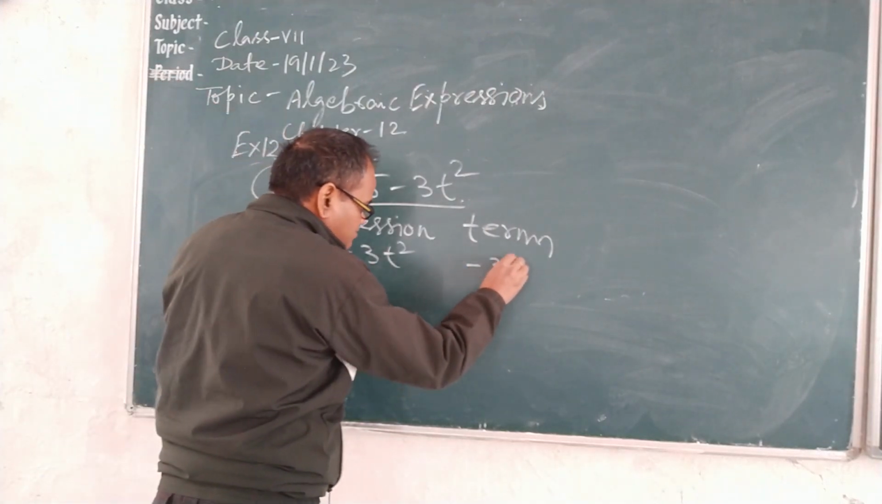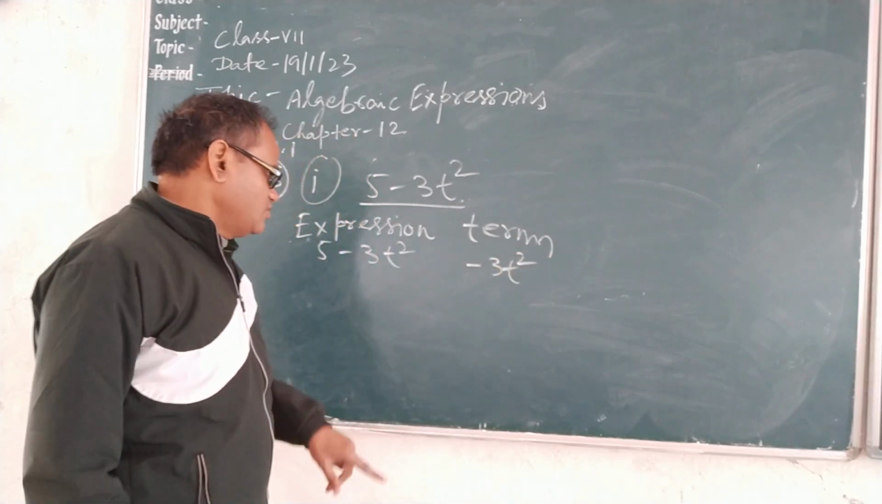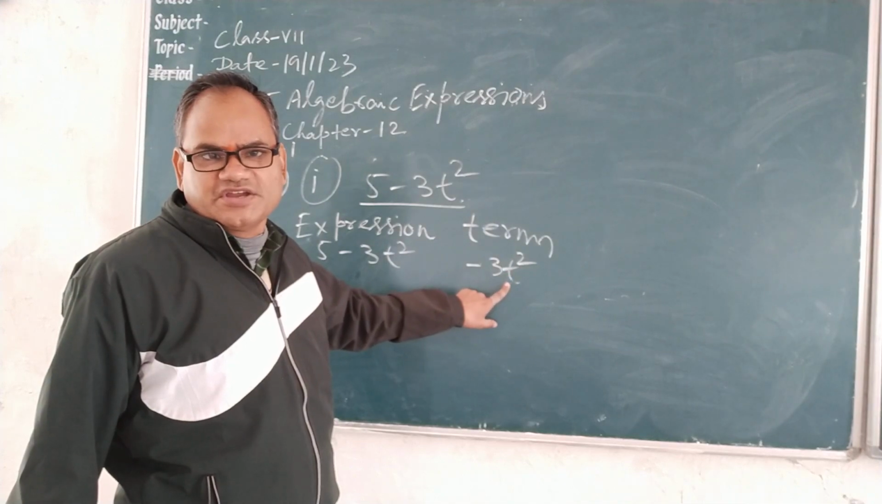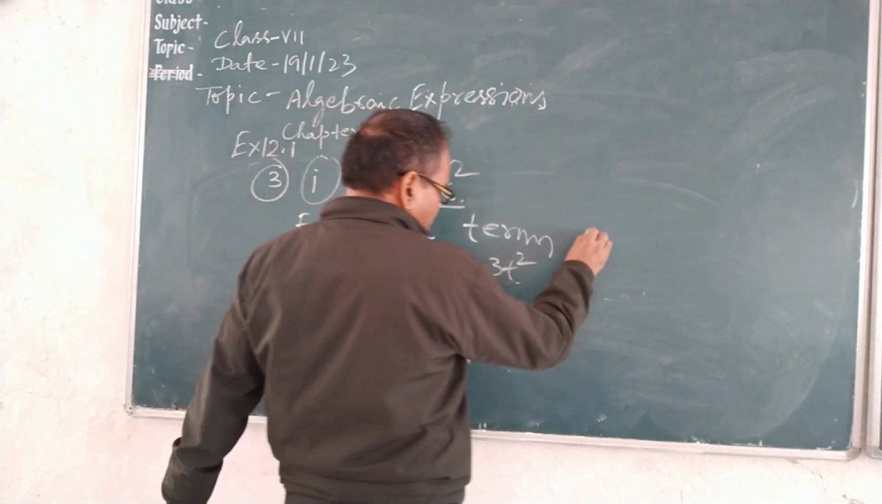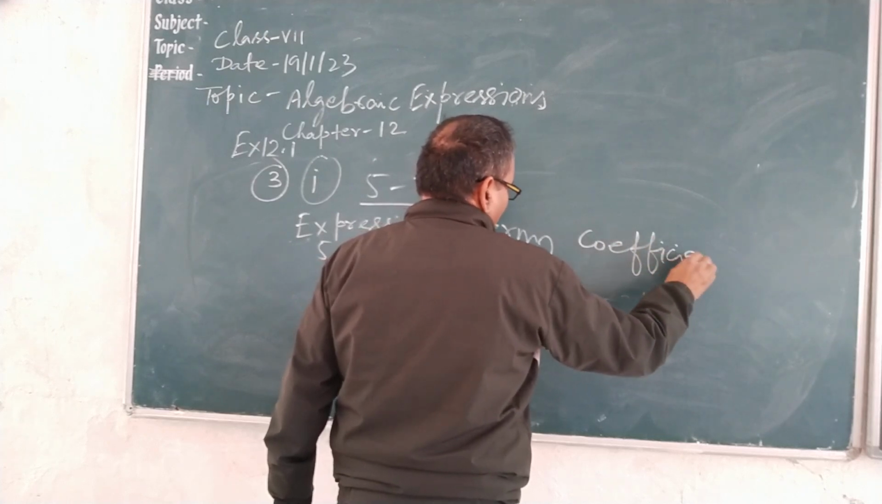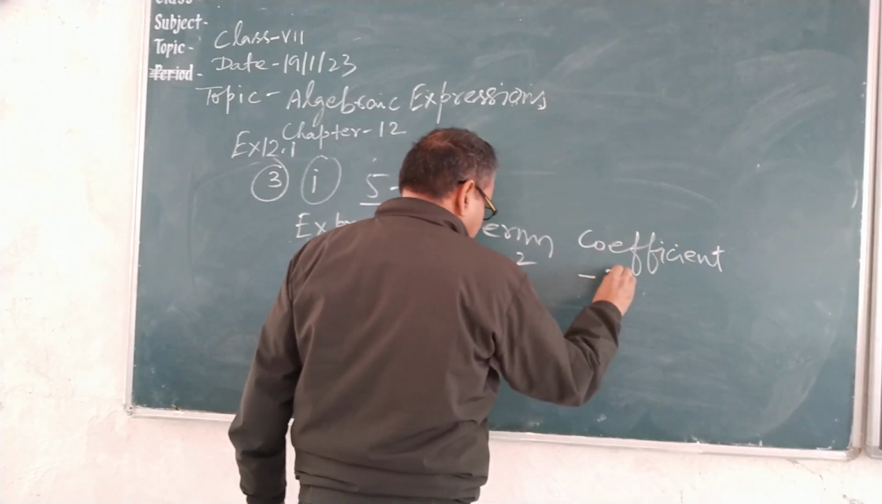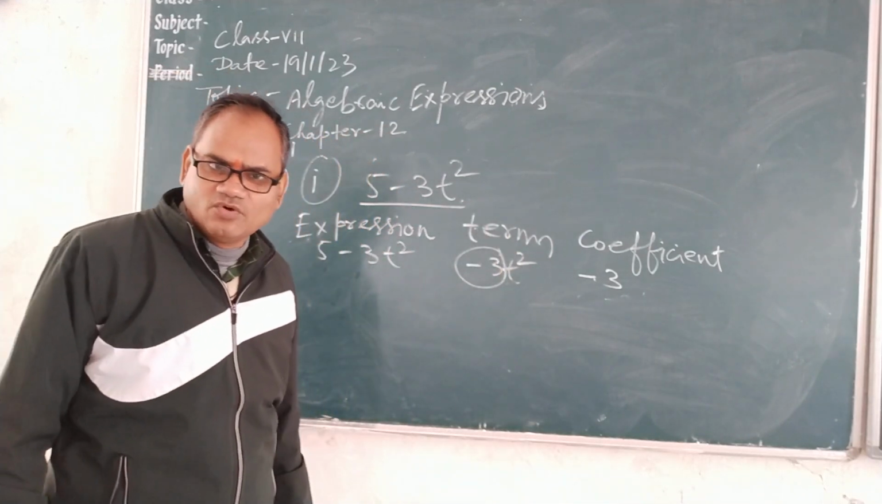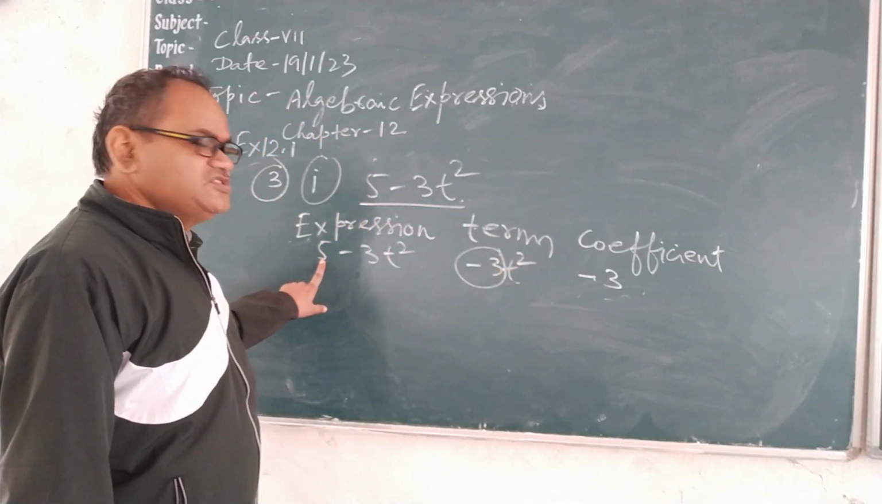You have to write only minus 3t square. This is your variable. T square is variable. This is not constant. Okay? So what is the coefficient here? Coefficient is only minus 3. This is called coefficient, minus 3. Okay? So 5 is your constant.